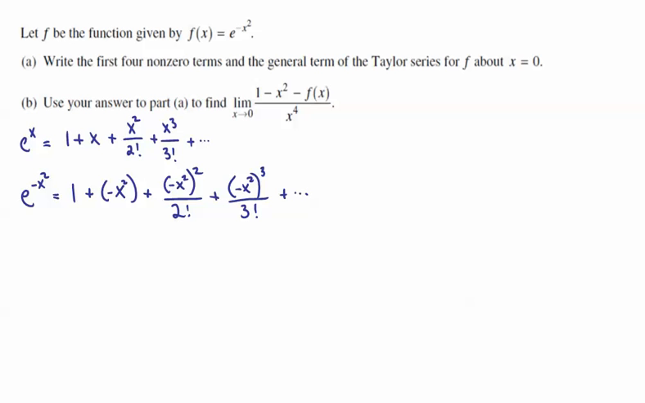Now what that means is that any odd terms are going to come out to be negative. So 1 minus x squared and then plus x to the fourth over 2 factorial, then minus x to the sixth over 3 factorial, and that should do it. Now we're ready to find the general term here. So let's see what happens.